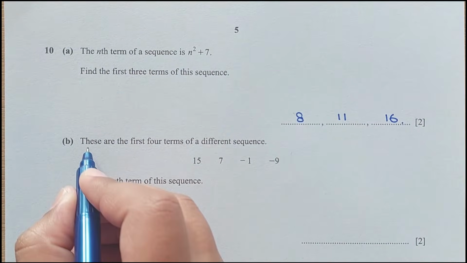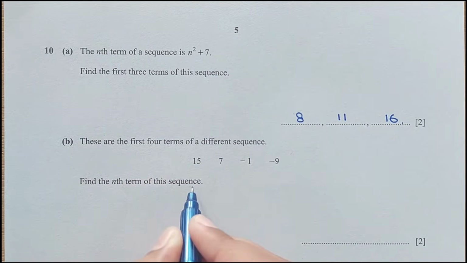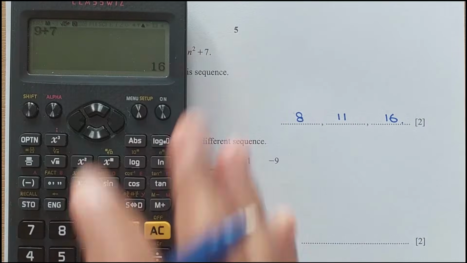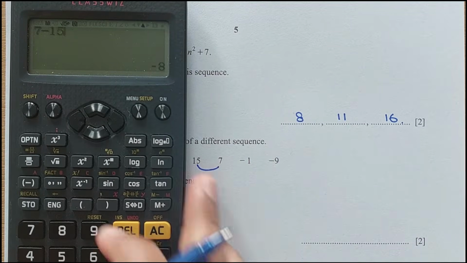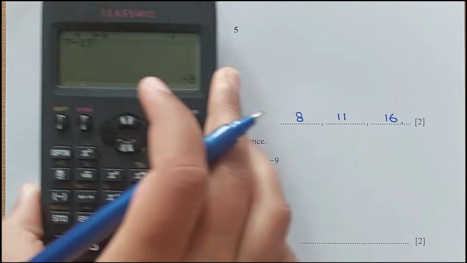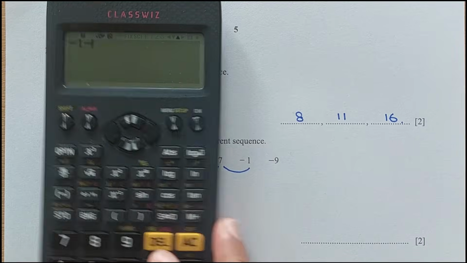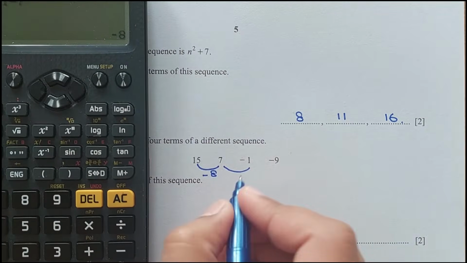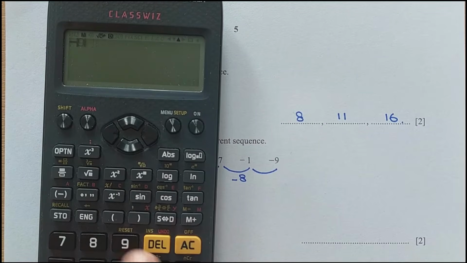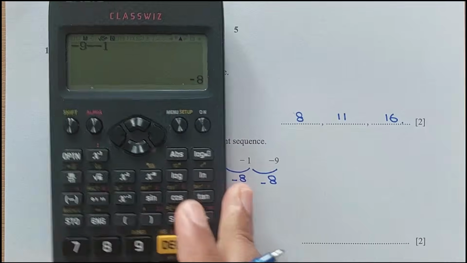Now for part B, these are the first four terms of a different sequence. Find the nth term of this sequence. So first let me find the difference between the terms: 15 and 7, so 7 minus 15 is minus 8. Then 7 and minus 1, subtract 8. Then minus 1 and minus 9, again minus 8. So we are subtracting 8 each time, right?